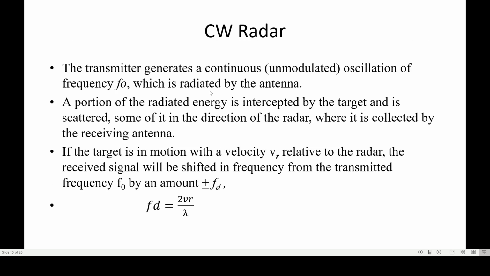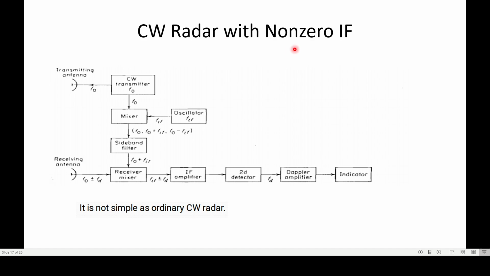But in the case of non-zero intermediate frequency, we can see there is an oscillator and a mixer. Transmitting frequency is f0 and continuous wave transmitter ഉണ്ട്. ഇതെല്ലാം ചെയ്യുമ്പോൾ we will get the components like f0 plus or minus fif. Further we can use a sideband filter so that we will get f0 plus fif. Then receiving antenna signal ആയിട്ട് mix ചെയ്യുമ്പോൾ we will get fif plus or minus fd. Then further process will result the indication about the target signal or target object.